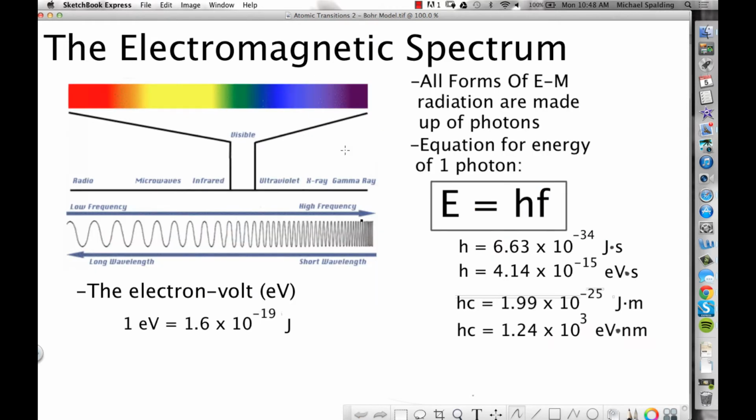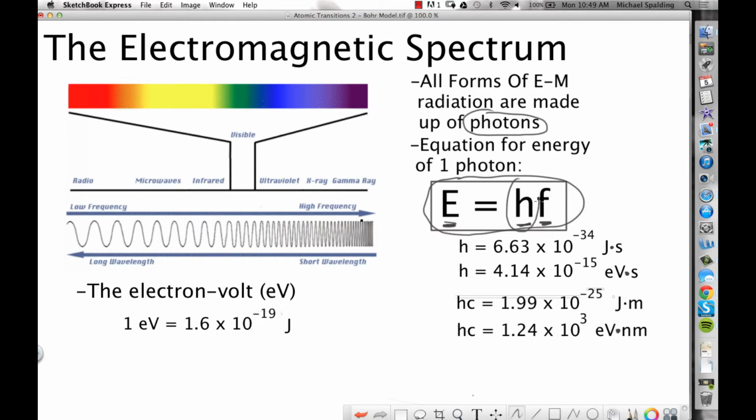Now, all forms of radiation are made up of these little bundles of energy called photons, right? So imagine you have a beam of light, like the light coming out of the projector right there, and I reach up and I grab a little tiny bundle of that light called a photon. So the equation for the energy of one single photon is this: the energy of a single photon equals h times frequency.